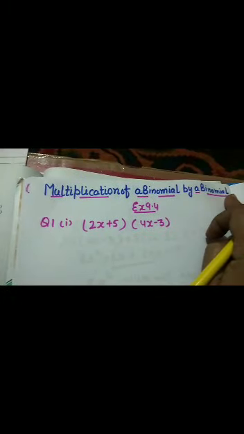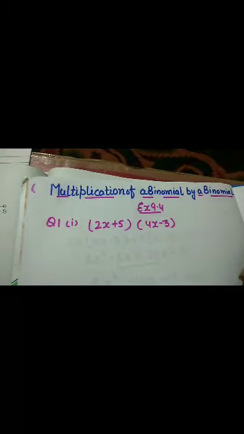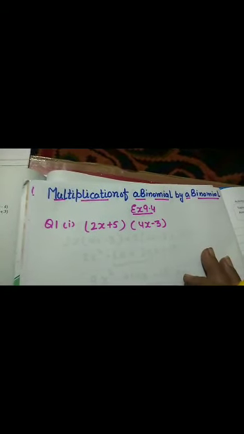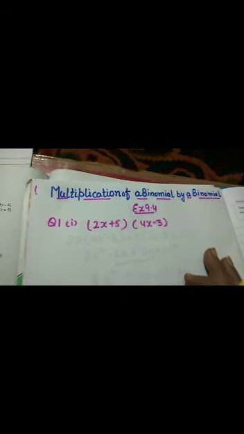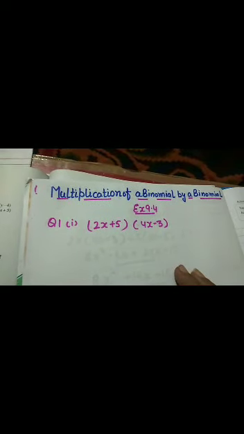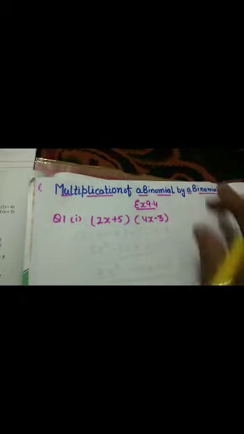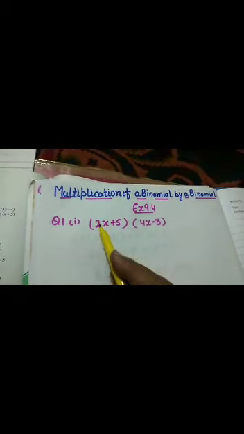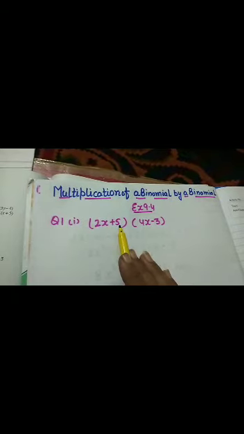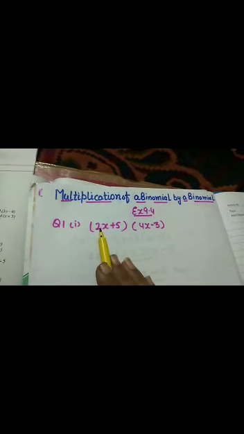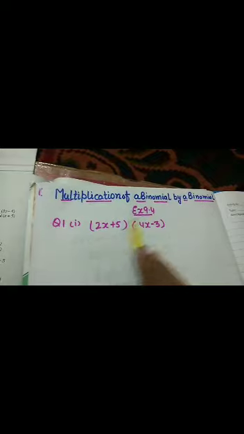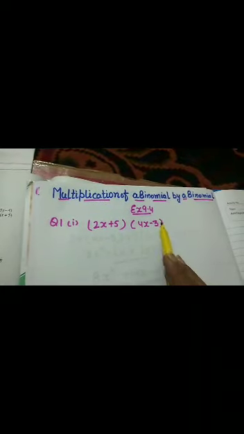So our next topic is multiplication of a binomial by a binomial. In our previous class you have learnt about multiplication of a monomial with binomial. Now binomial with binomial, how to multiply? We'll use distributive law. There are two terms in a binomial, so the first term of the first binomial will be multiplied with the second binomial.